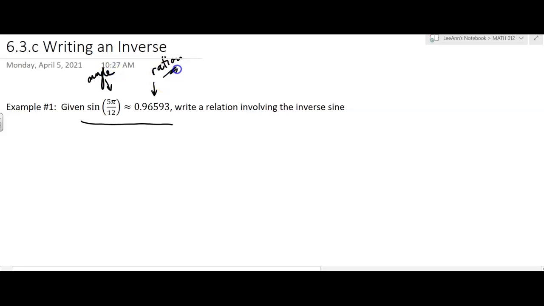Well, sometimes we know the ratios, we know the side lengths, but we don't know the angle. And then with inverse, we would be able to find that angle, okay? All right, but that's not what we're doing here.